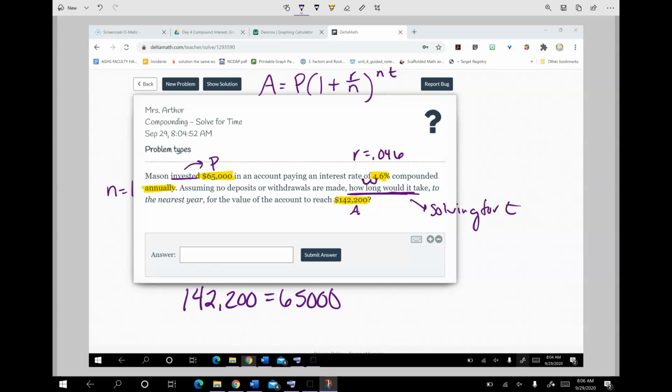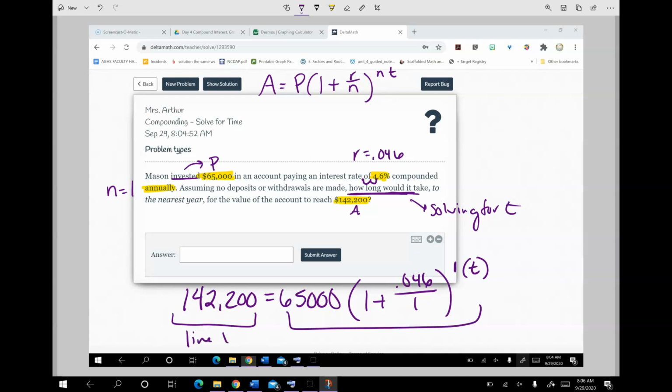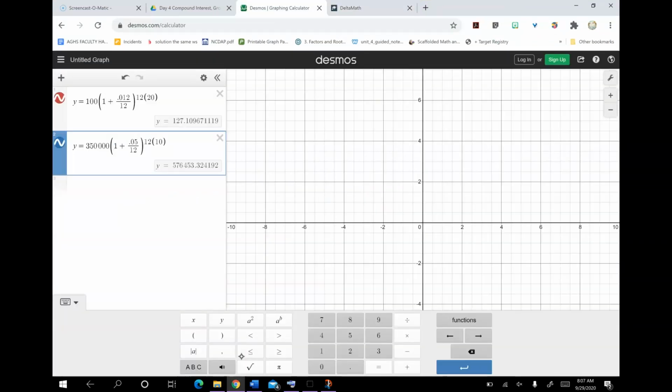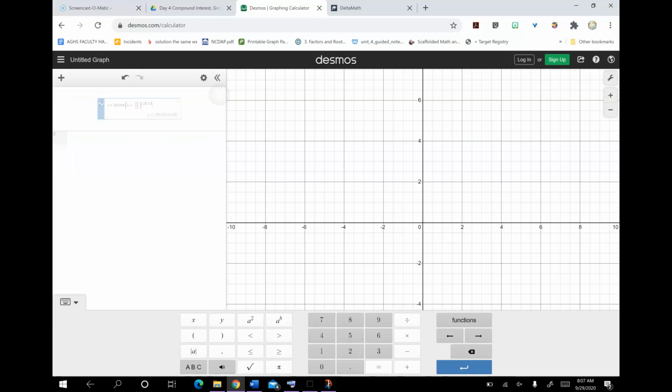Okay? So then I'm going to say 1 plus my R, which is 0.046, over my N, which was 1. And then it's 1 times T. Now when we plug this in Desmos, we'll have to change T to X. But this is 1. So if you're solving for anything but A, this is where you have to do line 1, left-hand side, line 2, right-hand side. So when I go back to Desmos, left-hand side line 1, right-hand side line 2.